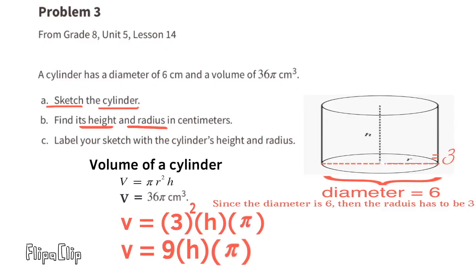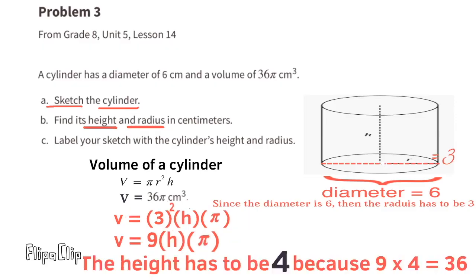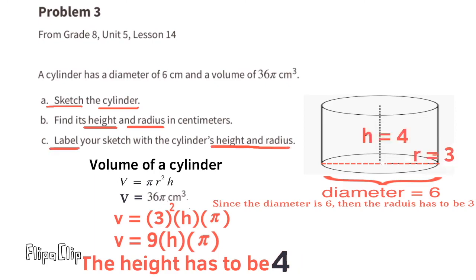9 times h equals 36. So the height has to be 4 because 9 times 4 equals 36. Now we can label the height. The height is 4 and the radius is 3.